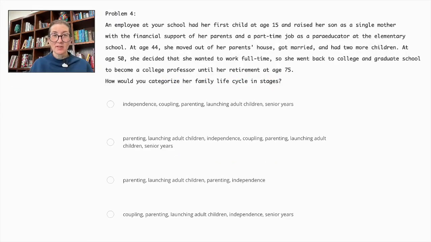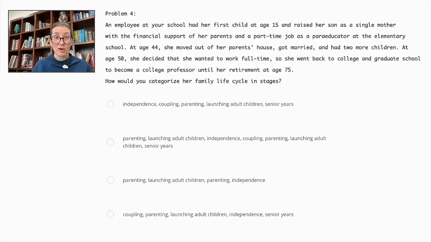Problem number 4. An employee at your school had her first child at age 15 and raised her son as a single mother with the financial support of her parents and a part-time job as a para-educator at the elementary school. At age 44, she moved out of her parents' house, got married, and had 2 more children. At age 50, she decided that she wanted to work full-time. So she went back to college and graduate school to become a college professor until her retirement at age 75.